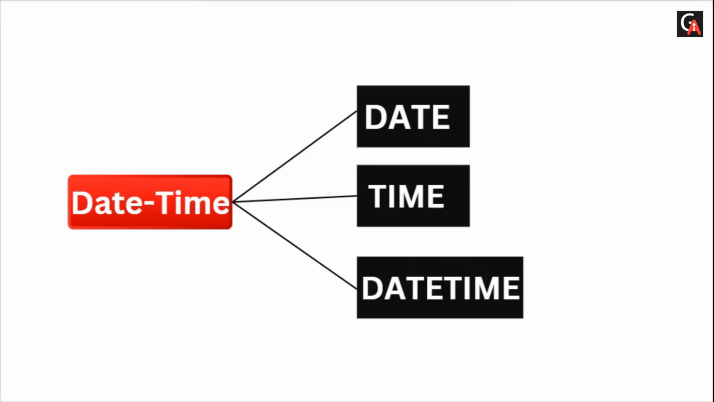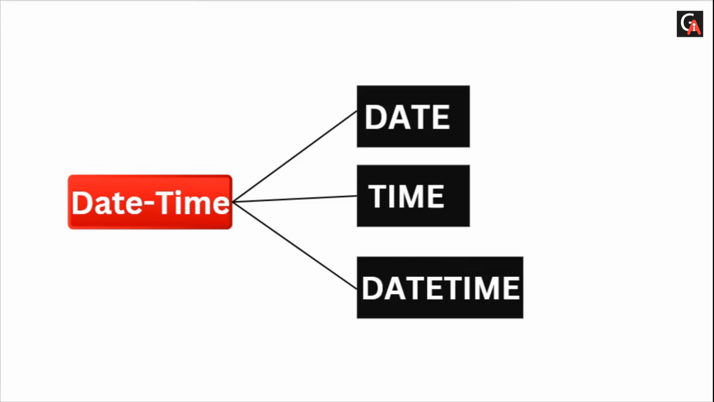Second, we have time. The time data type is used to store only the time without the date component. Format for time is HH:MM:SS. It is useful for storing time of the day without the date, such as business hours, shift times, or event start times.